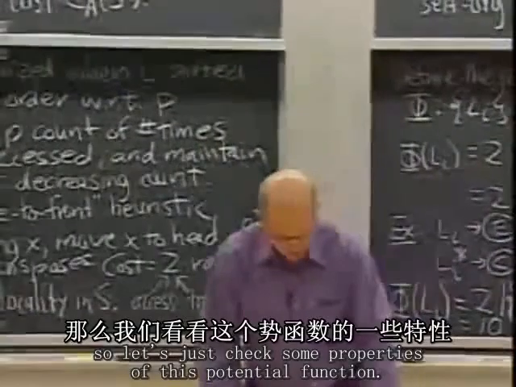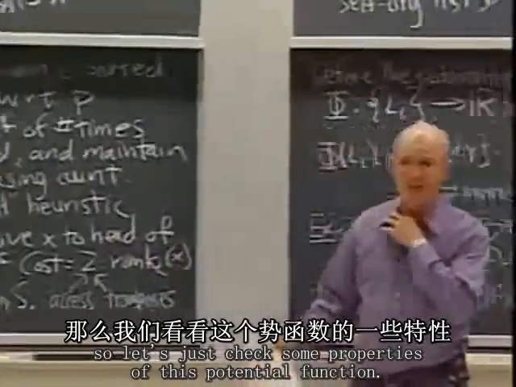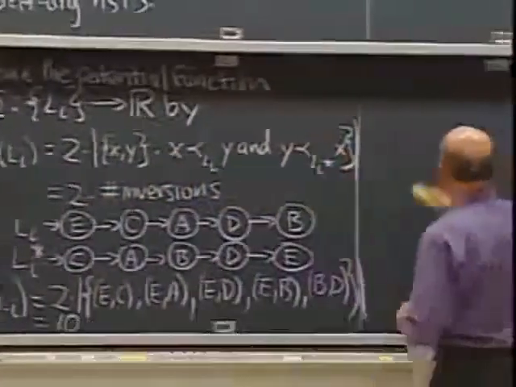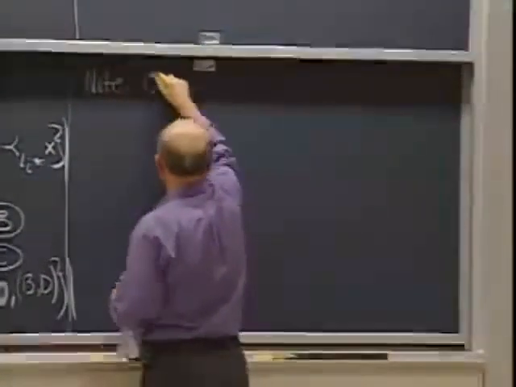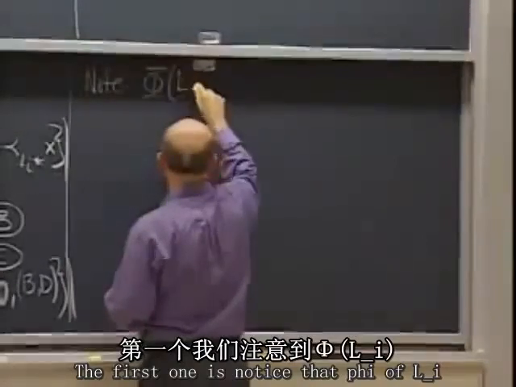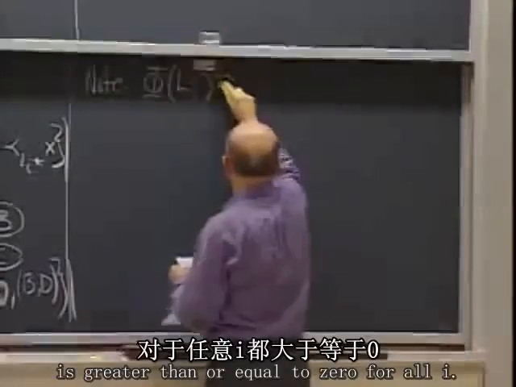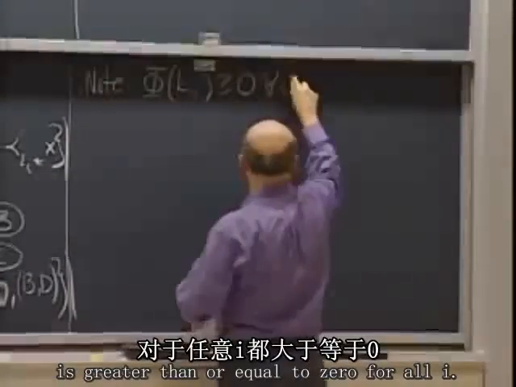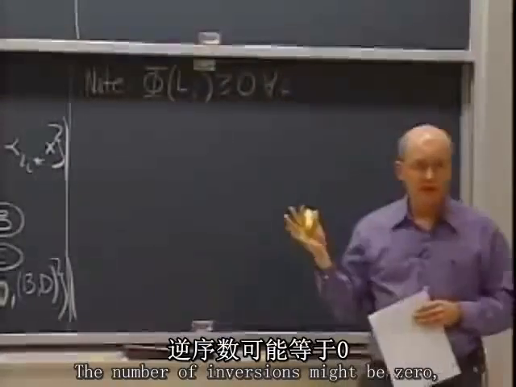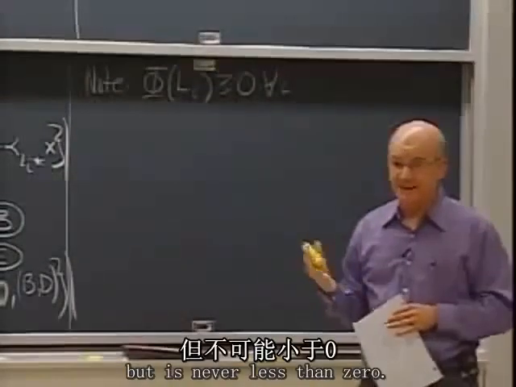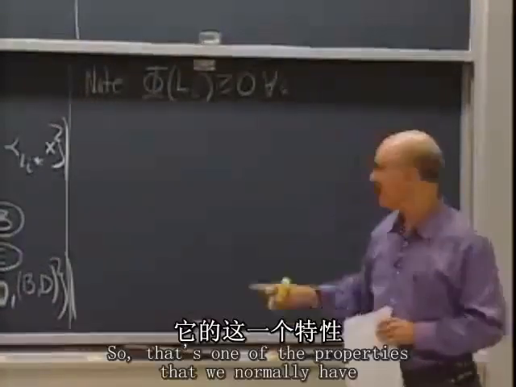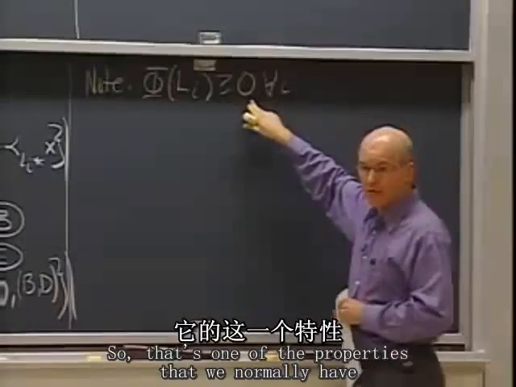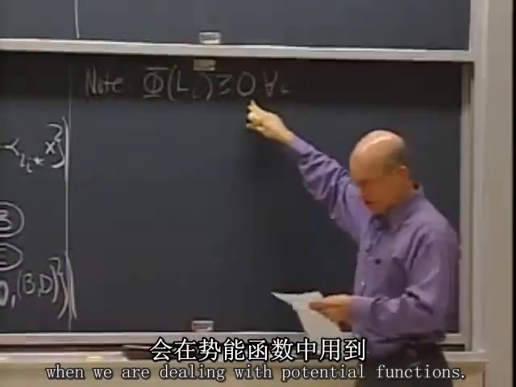Okay, so let's just check some properties of this potential function. First one is that notice that phi of Li is greater than or equal to 0 for all i. The number of inversions might be 0, but it's never less than 0. It's always at least 0. So that's one of the properties that we normally have when we're dealing with potential functions.